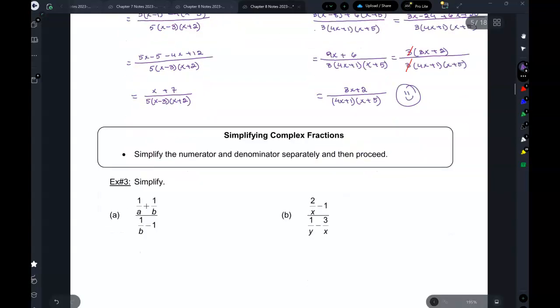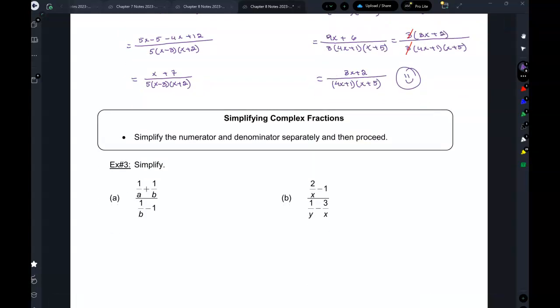Fantastic. Right. So what if you have complex fractions? We were introduced to complex fractions in the last lesson, but over there we didn't have a sum or a difference in, like the numerator or the denominator. Now we do. So there are two ways of doing this. I'm going to show you method 1 first.